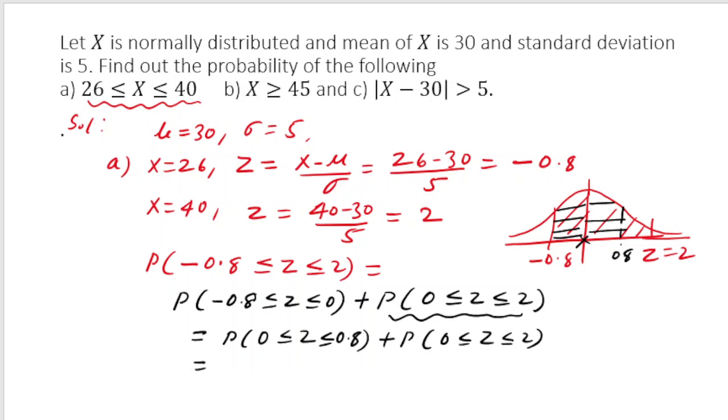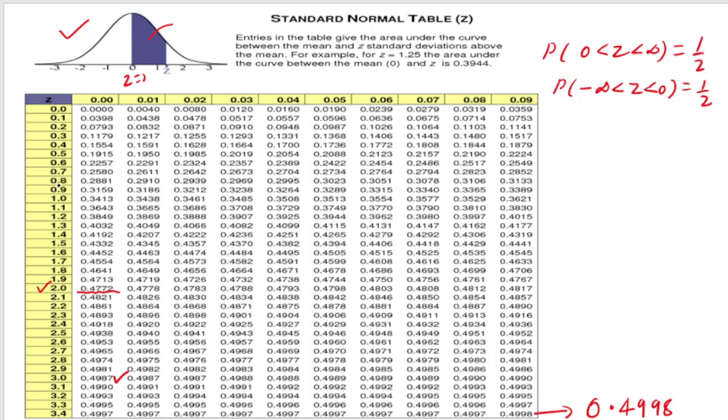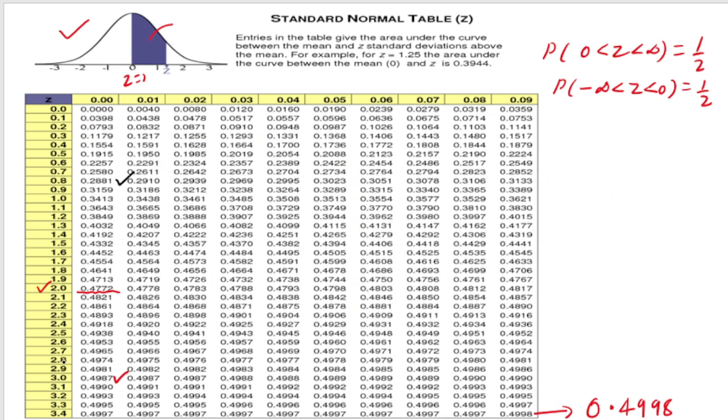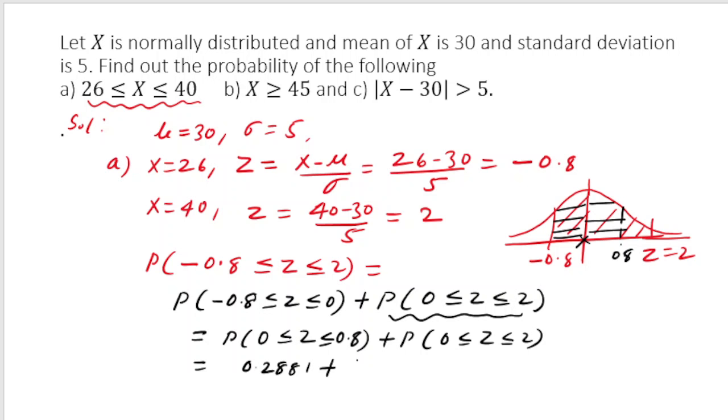For 0 to 0.8, what is the value for 0.8 in the table? It is 0.2881. I hope you can see it. So I am writing 0.2881, plus for 0 to 2, you can see the area is 0.4772. So if you calculate this value, that will give you 0.7653.